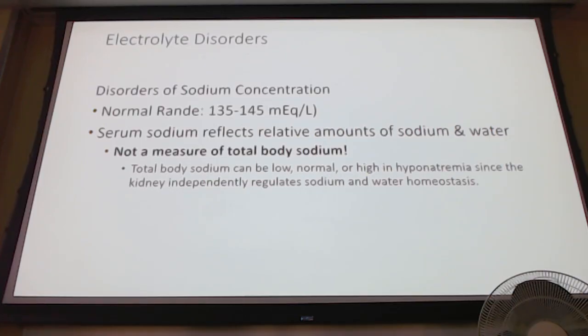All right, let's move into electrolyte disorders. Only going to really talk about two-ish. Sodium being the biggest one. What we are measuring is serum. We're not measuring total body. Normal range is 135 to 145.